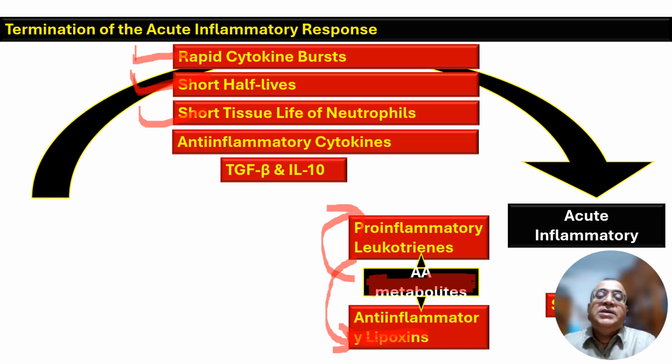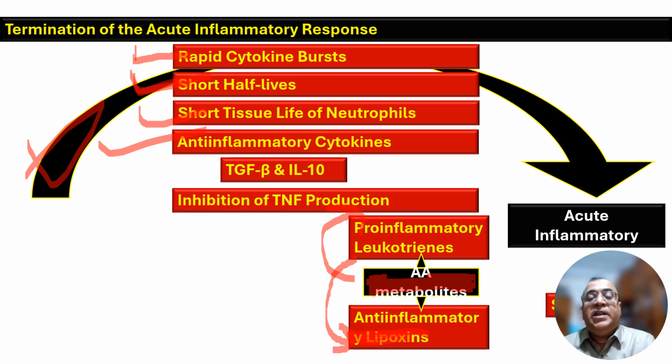Then there is secretion of anti-inflammatory cytokines when the stimulus is gone. So transforming growth factor beta and interleukin 10 are now secreted, that are from the alternate type of the macrophages, and TNF production is stopped to terminate the acute inflammatory response.